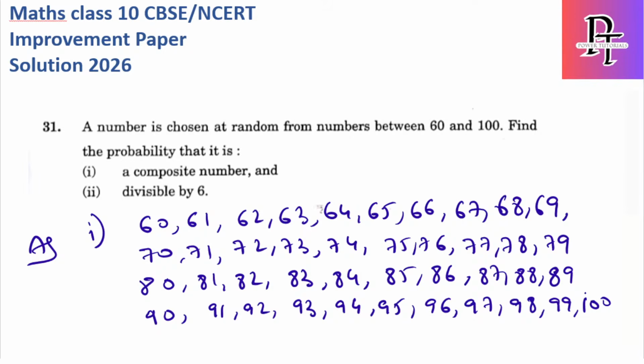So what I will do is eliminate all the composite numbers so that I get the prime numbers first, and then using the prime numbers I will find the probability for the composite numbers. Okay, so I am eliminating all the composite numbers. First I will eliminate all the even numbers, the multiples of 2.